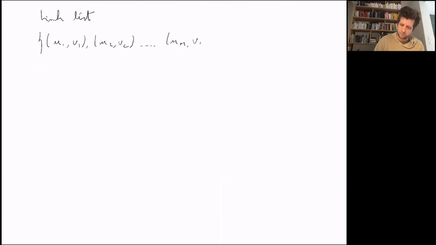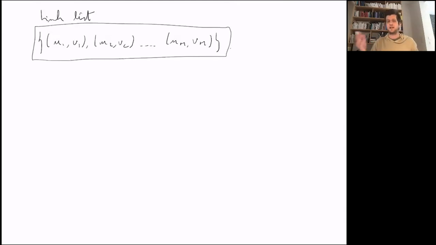Another way through which you can encode a graph is a very computational way that is usually called an edge list or link list. In a link list, all you do is simply encode the sequence of all the edges that are present in your graph. So here you have m edges, m pairs. Your link list is simply given by this object here. And again, this is something that encodes exactly the structure of the whole graph.